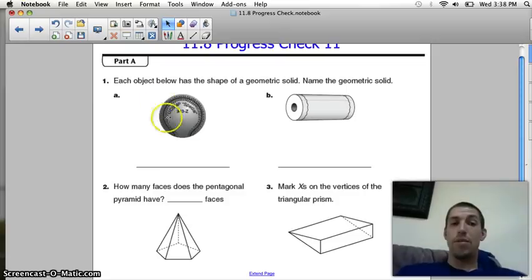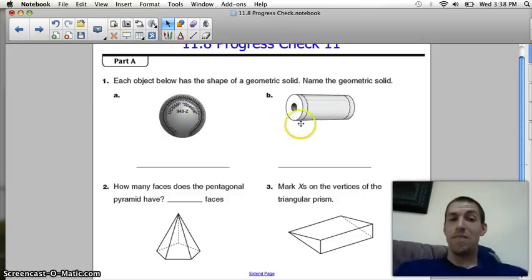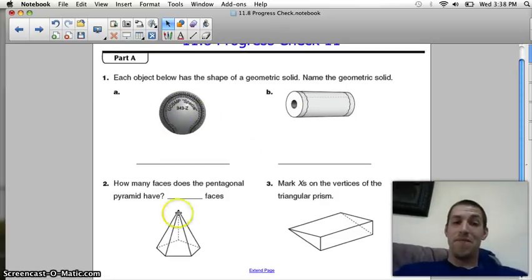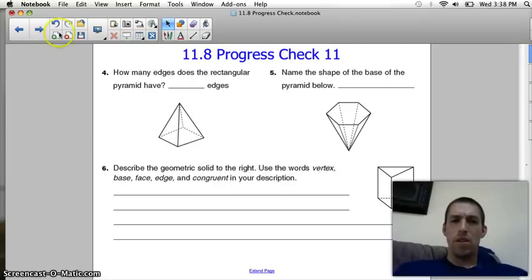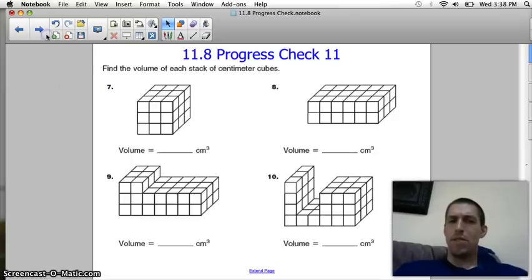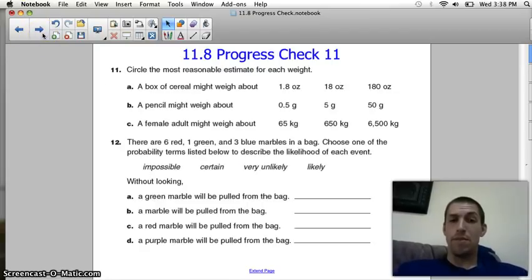These are going to be on your test, I promise you. Can you tell me what geometric solid this is? Or this is? What about here? How many faces does this pentagonal pyramid have? And how many vertices would this have? Okay, what about how many edges does this rectangular pyramid have? Or what's the name of the shape on this pyramid? And describe it. All of these are going to be what it's going to look like in your test. These shapes, make sure you're able to determine the volume of them. Make sure you know how to do that. Practice a couple of them.